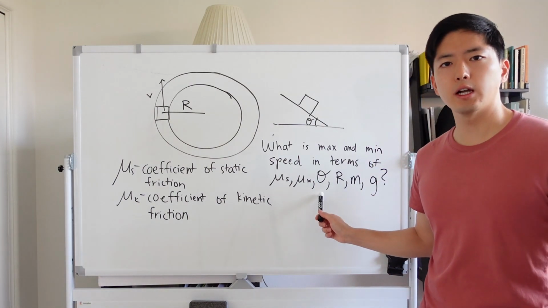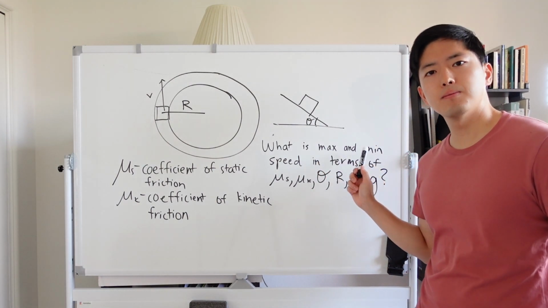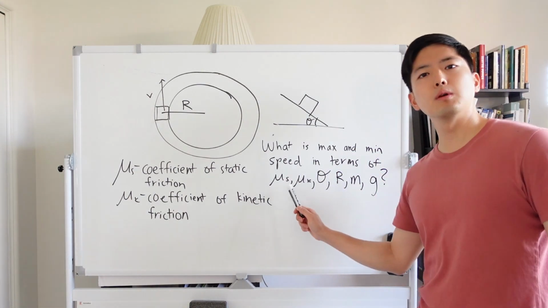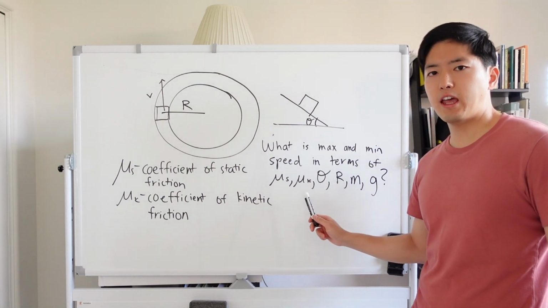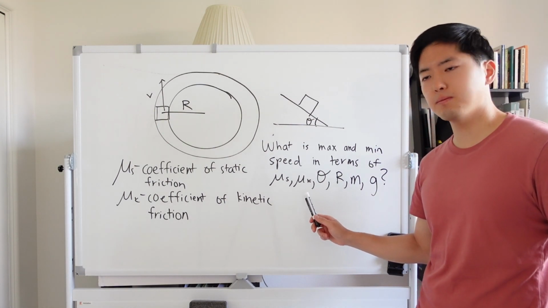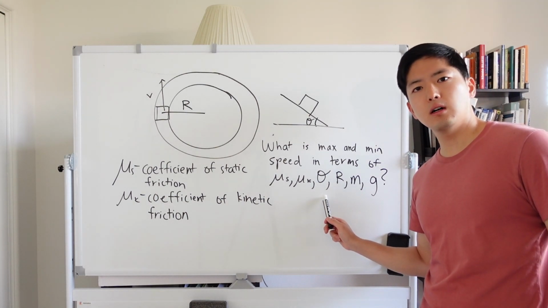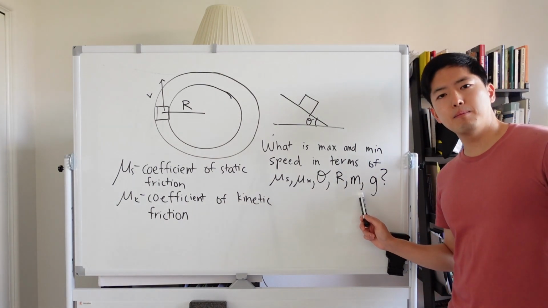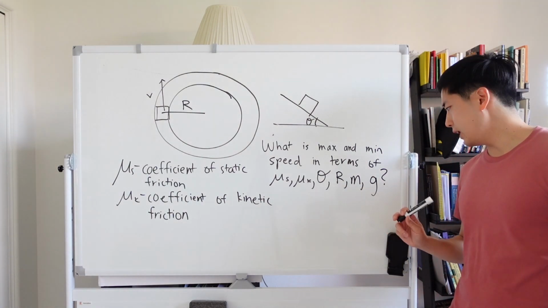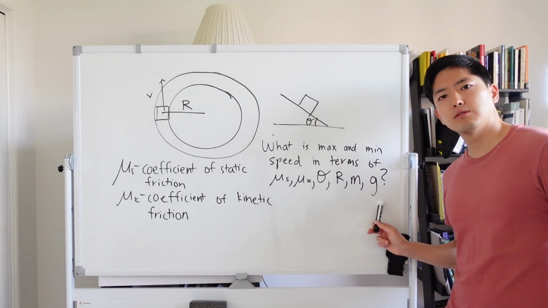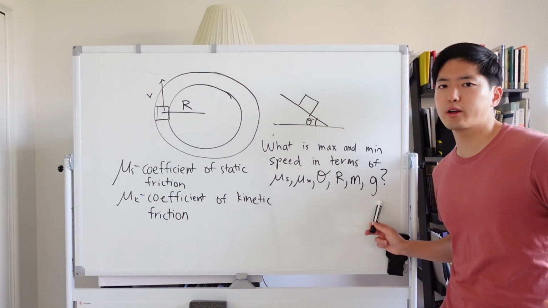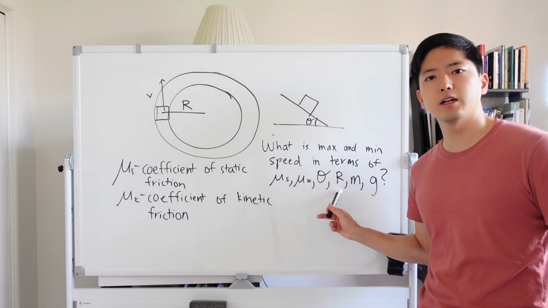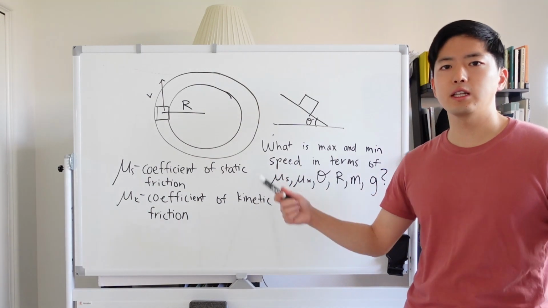So the problem statement I wrote here, what is the maximum and minimum speed that the car can travel with respect to the variables mu of s, coefficient of static friction, mu of k, coefficient of kinetic friction, theta for the tilt of the track, r for the radius of the track, and I introduced m for the mass of the car, and also g for the gravitational constant. We're on Earth, so. Now solve for the maximum minimum speed in terms of these variables. I'll rewrite it on the board so it looks a little cleaner.